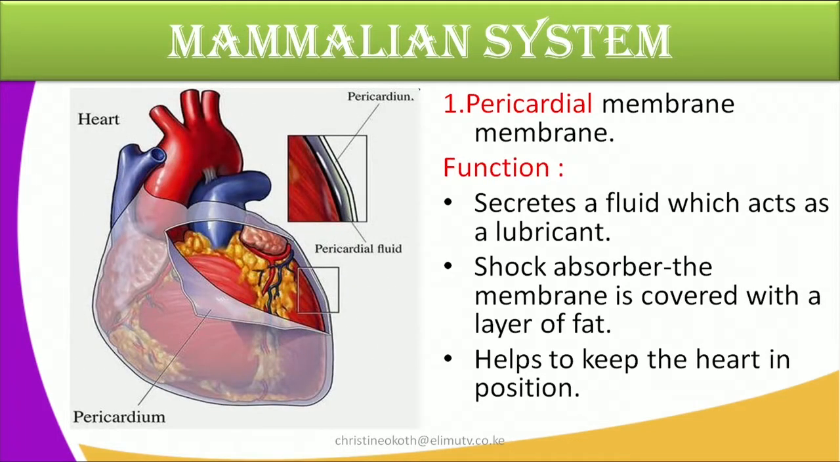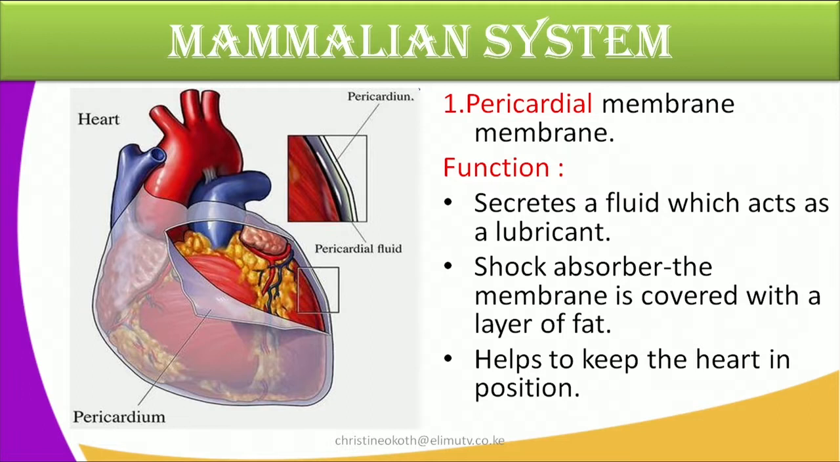So the first structure that you'll observe if you look at the heart is what we call the pericardial membrane. That is the outer lining of the heart. You can see it in our video, the most outer lining of the heart. So what is the function of the pericardial membrane? Number one, it secretes a fluid which acts as a lubricant. The second function, it acts as a shock absorber.